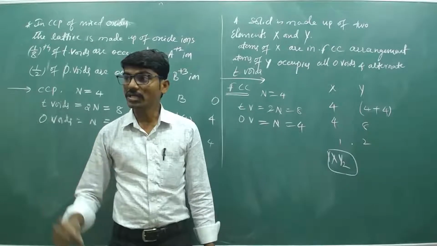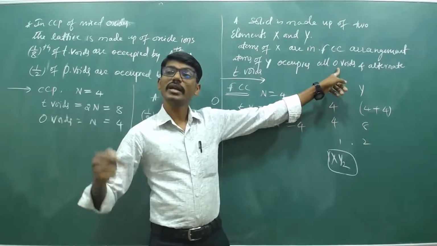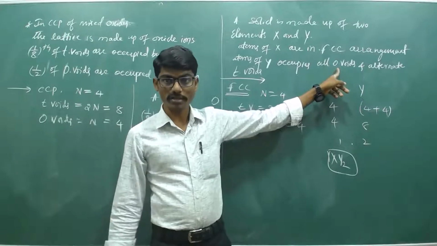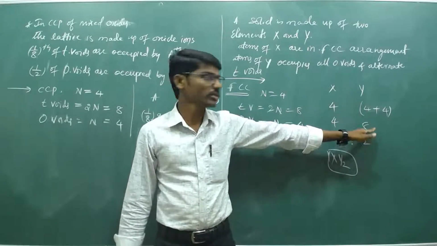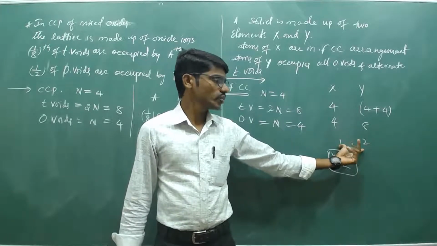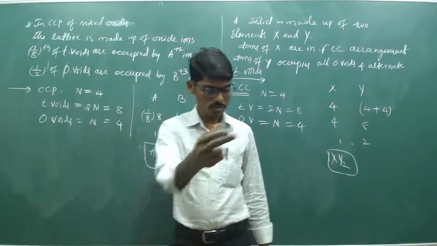Clear? All the octahedral voids and alternate tetrahedral voids. Alternate means again it's half of the tetrahedral voids we need to consider. So therefore the ratio of X and Y is 1 is to 2. This is the formula of the compound.